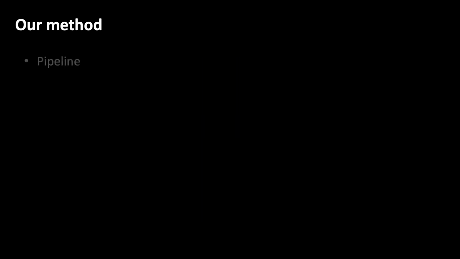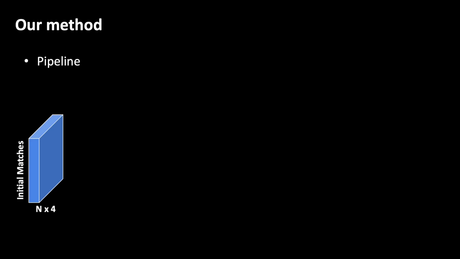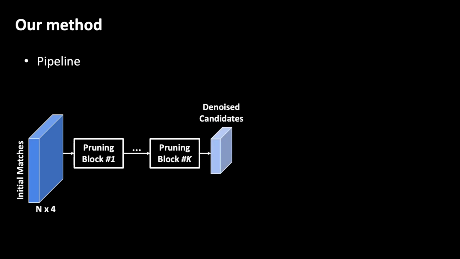To achieve the progressive pruning, we present a pruning module and stack multiple pruning blocks sequentially. The selected candidates are further denoised, and the denoised results are then used to estimate the underlying parametric model like essential matrix. Therefore, the estimated model is expected to be reliable.